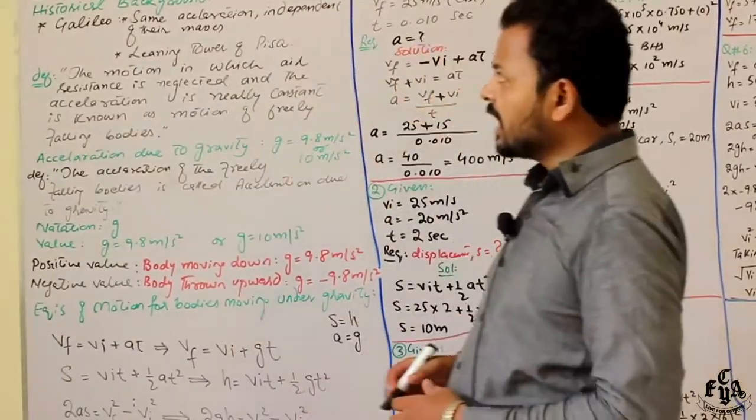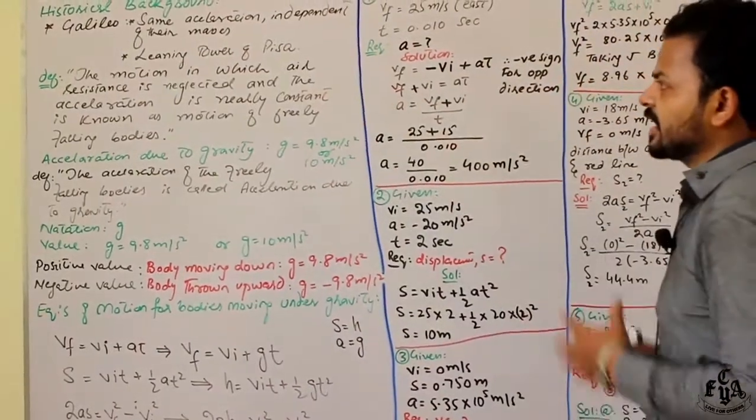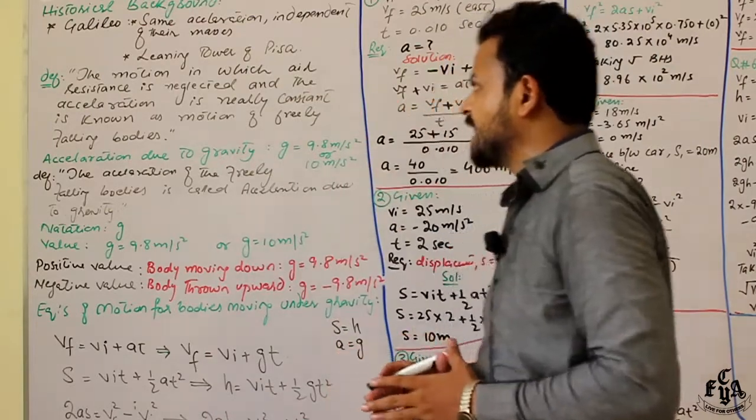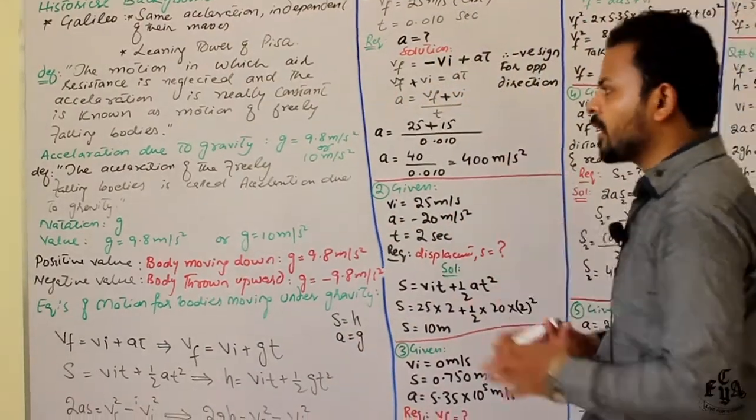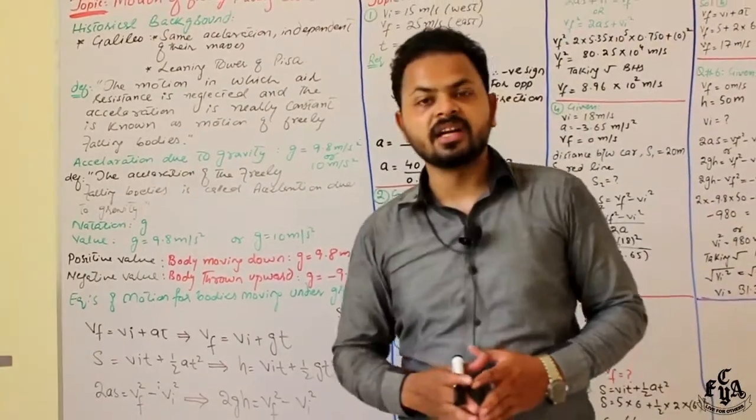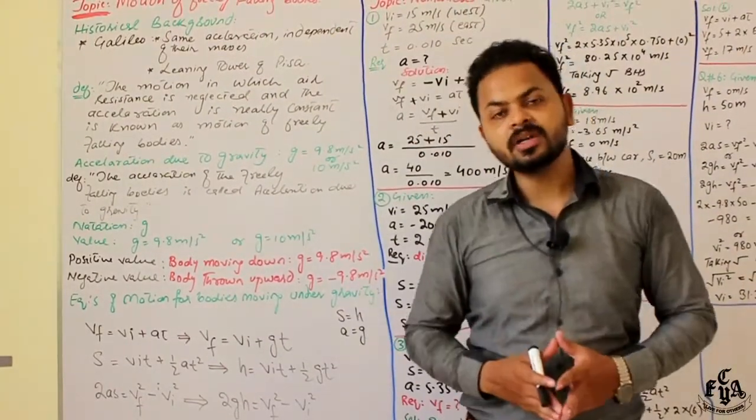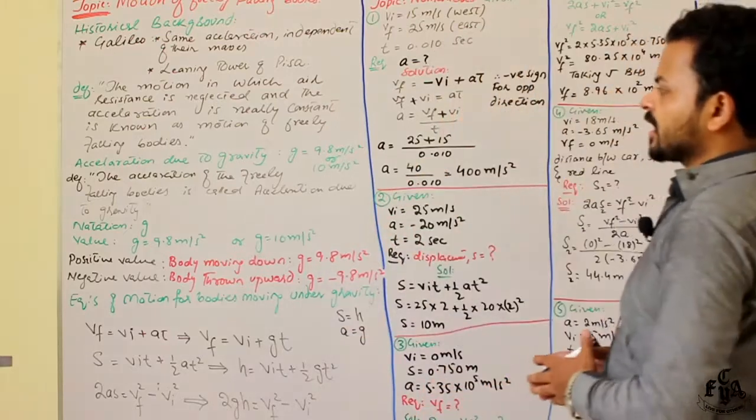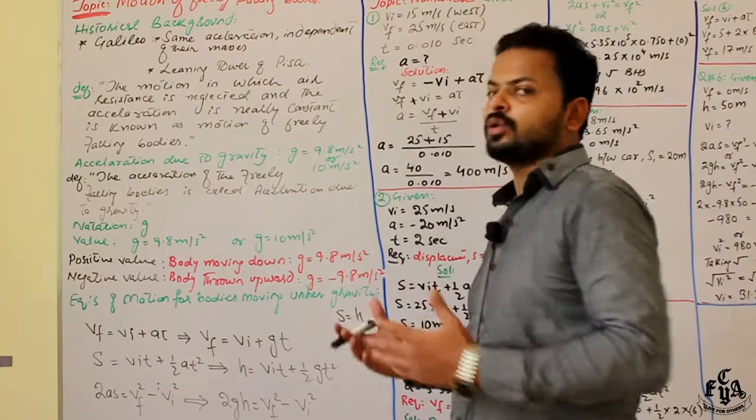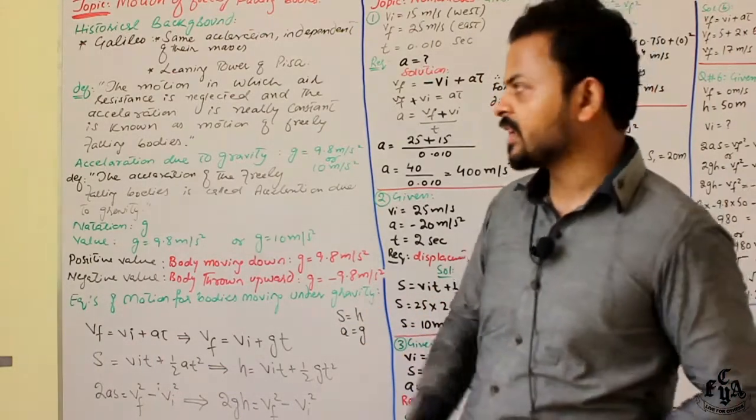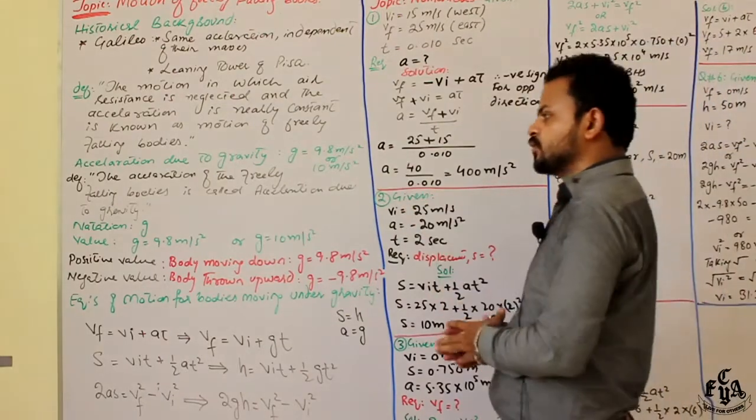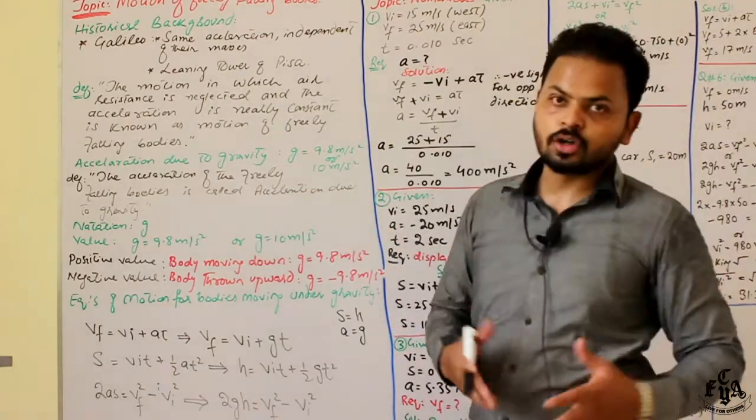Okay, how we define it: the motion in which air resistance is neglected and the acceleration is nearly constant is known as motion of free falling bodies. Acceleration due to gravity value is 9.8 meters per second square or 10 meters per second square. Gravitational acceleration or acceleration due to gravity, both are the same thing. The acceleration of the freely falling bodies is known as acceleration due to gravity. It is shown by small g.